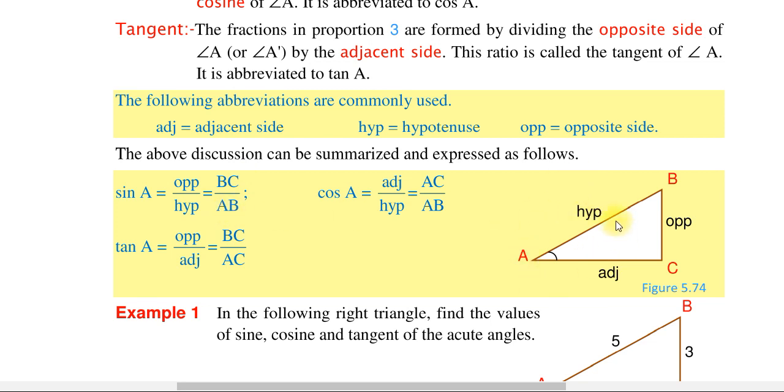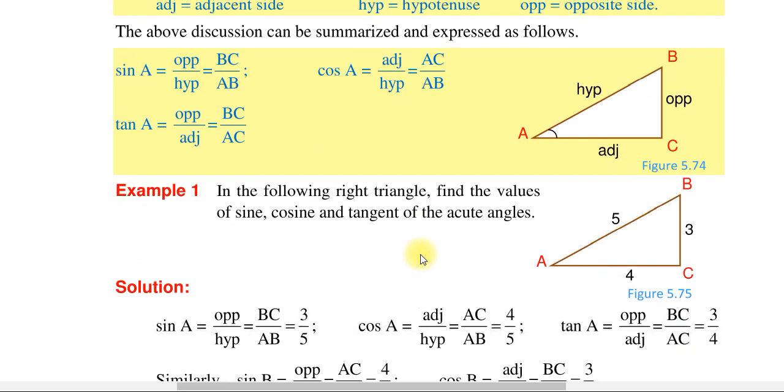Now look at this triangle. AB is the hypotenuse, BC is the opposite, and AC is the adjacent. So sin A is opposite over hypotenuse. Opposite means BC over hypotenuse means AB. And cos A means adjacent over hypotenuse. Adjacent means AC over hypotenuse means AB. And tan A means opposite over adjacent, which is BC over AC. We can express it as BC over AC.